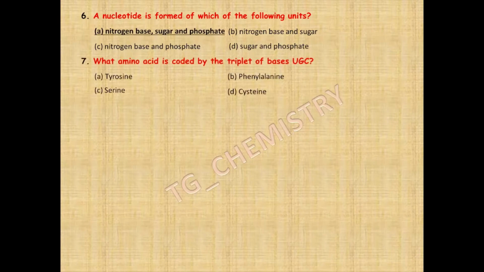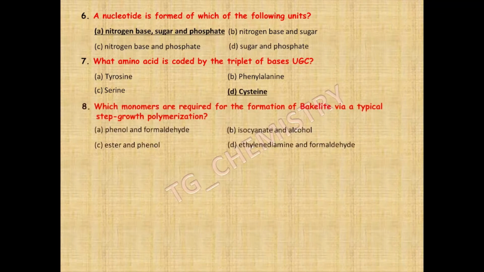What amino acid is coded by the triplet of bases UGC? Very interesting one. Among the options given here, option A, tyrosine, option B, phenylalanine, option C, serine, and option D, cysteine. Now among these four, option D should be the right answer, cysteine.